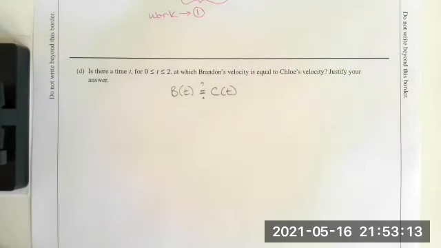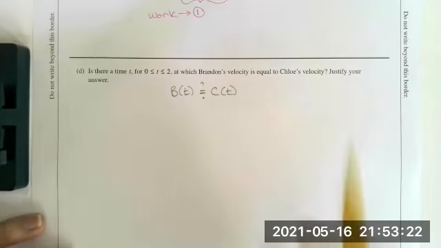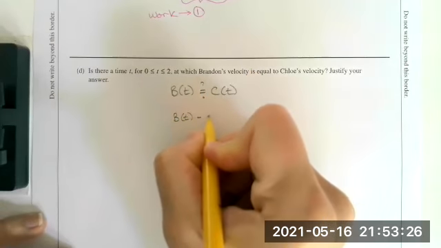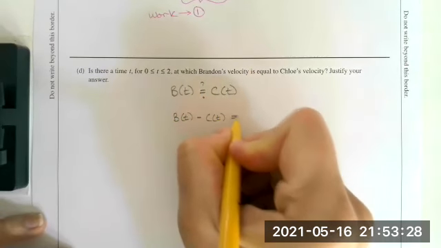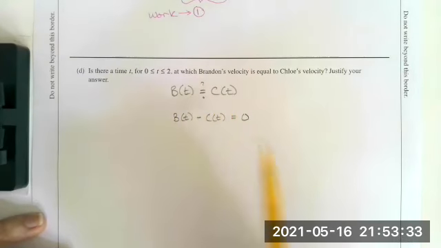Well, here's where I ask you to get a little creative with these problems. Think about what value must be present if we were to turn this into a difference. That would be 0. We would simply subtract C of t over here. Is there a time at which Brandon's velocity minus Chloe's velocity will equal 0? Well, here's the kicker. We don't actually need to solve for it to equal 0.